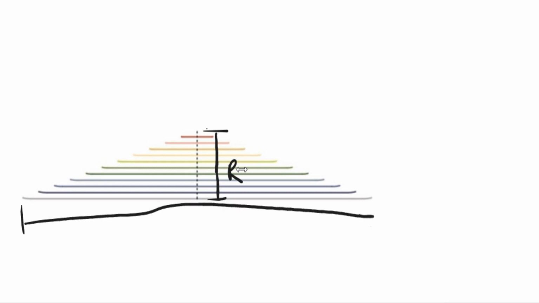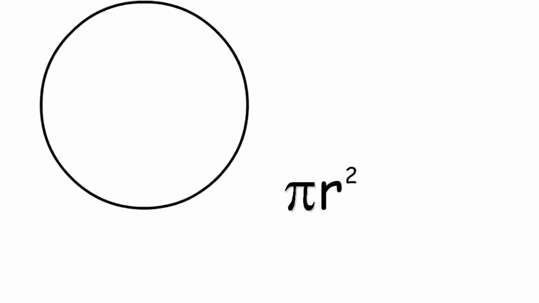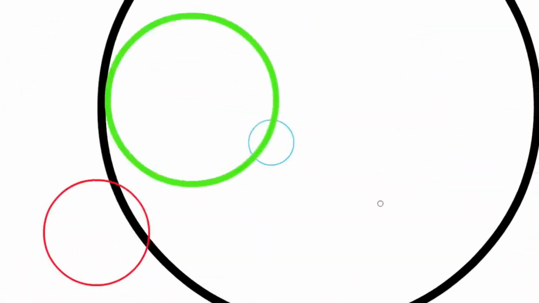whose height is equal to the radius of the circle, and base is the circumference of the circle. So area equals 1/2 times base times height. Now area becomes pi r squared. So pi r squared can be used to calculate the area of any size circle that exists.